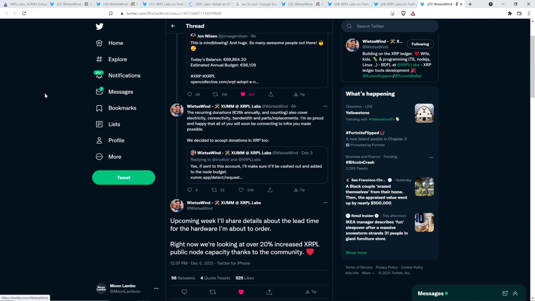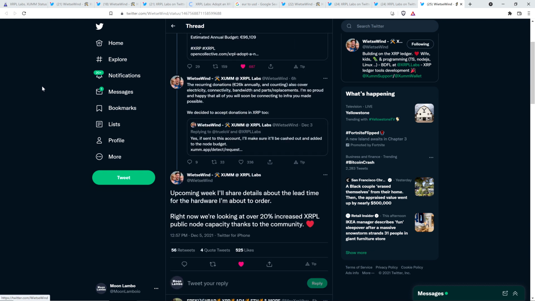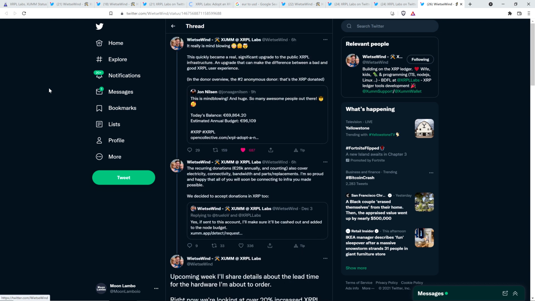And so he then wrote, "Upcoming week, I'll share details about the lead time for the hardware I'm about to order. Right now, we're looking at over 20% increased XRP Ledger public node capacity thanks to the community." And so think about this. This goes back to David Schwartz, co-creator of the XRP Ledger, who has stated many times and has given presentations on this. He said that the best incentive is no incentive.